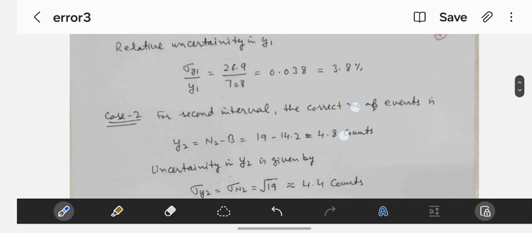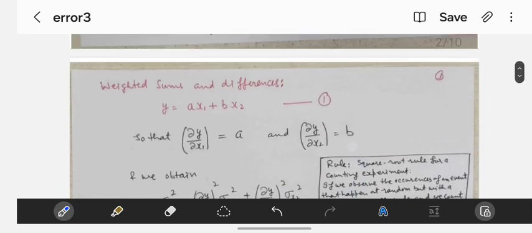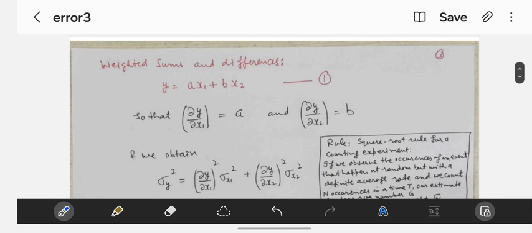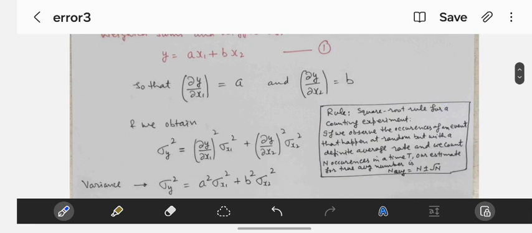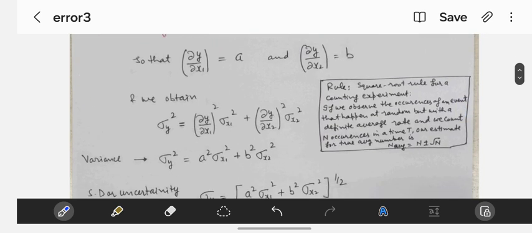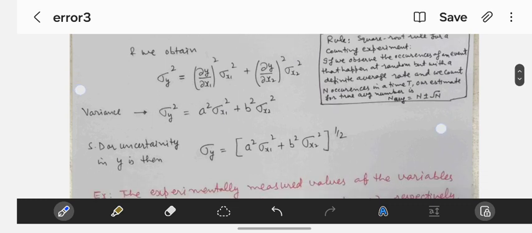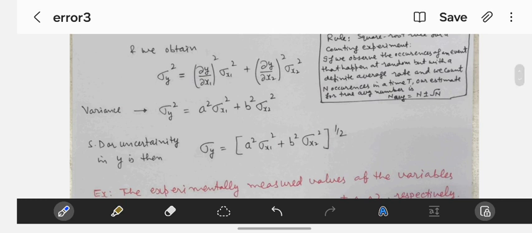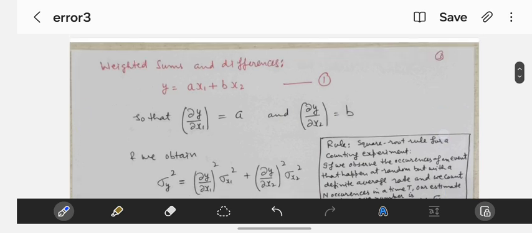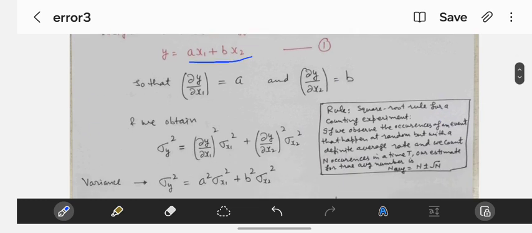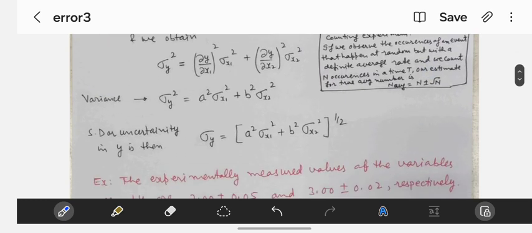Okay, now we will move to the middle page. Weighted sums and differences. If a function is given like y equal to a x1 plus b x2, then you see that del y by del x1 will be a, del y by del x2 will be b, and we obtain sigma y square using the same error propagation formula: sigma y square equal to a square sigma x1 square plus b square sigma x2 square. So if you get this type of function and a or b are given, just square them and multiply by their respective sigmas.